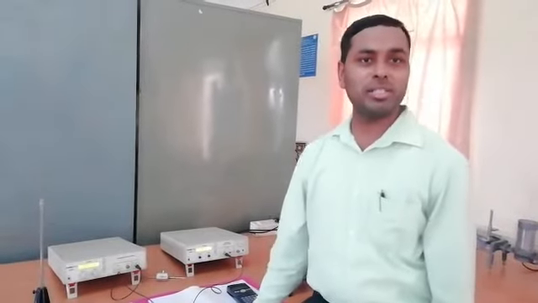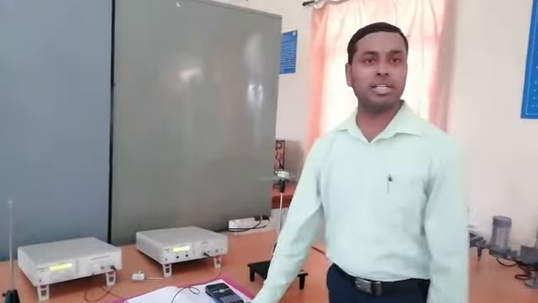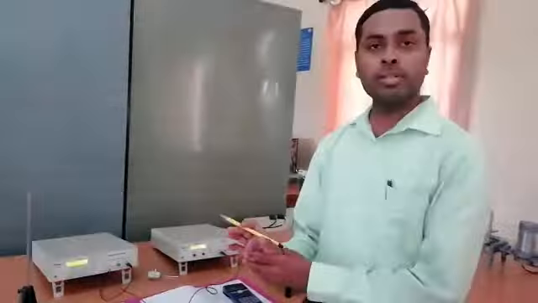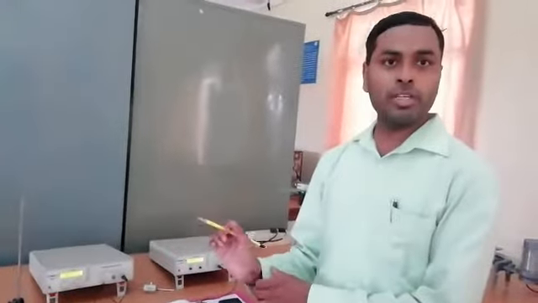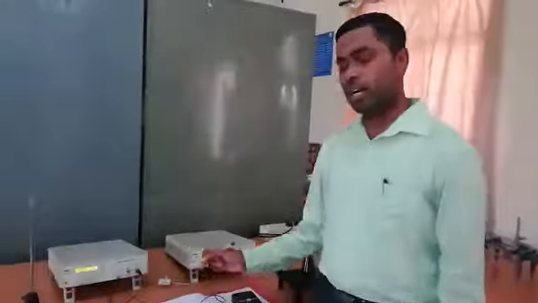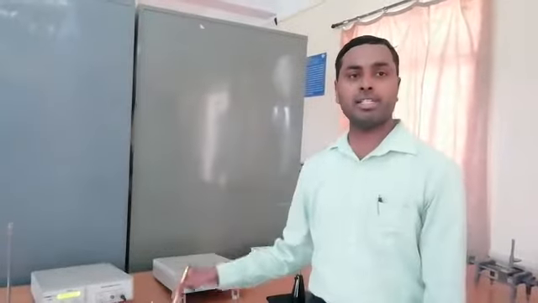Here we are discussing experiment number 1, to study the different parameters of the antenna. In the previous video we saw how to study the radiation pattern, gain and the beamwidth of the antenna. In this video we will see how to find the return loss and the VSWR of the antenna.